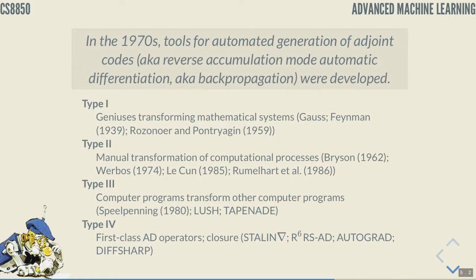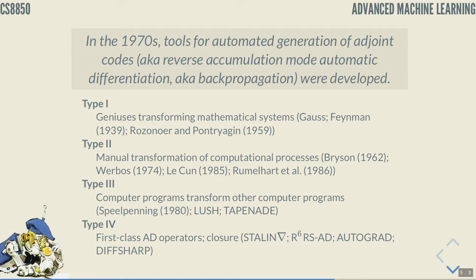Reverse mode AD. So in the 1970s, tools for automated generation of adjoint codes, also known as reverse accumulation mode automatic differentiation, also known as backpropagation, were developed. Here's some history. Type 1: geniuses transforming mathematical systems. Gauss, Feynman, Ostrovsky, and Pontryagin, as far back as 1931 and 1959. Surprisingly, Feynman in 1931 discovered something that is a derivative through a fixed point. A lot of interesting stuff.